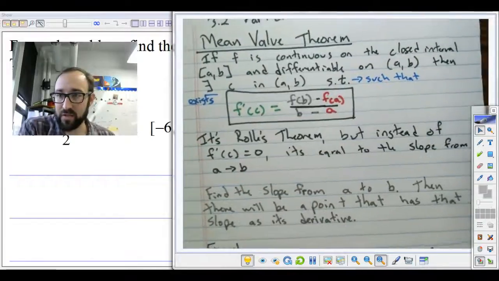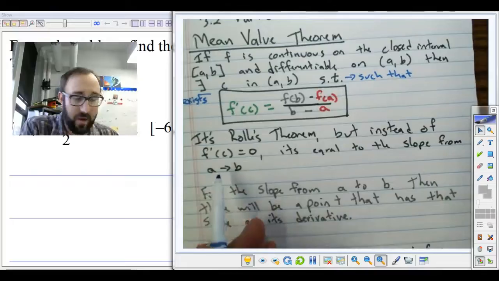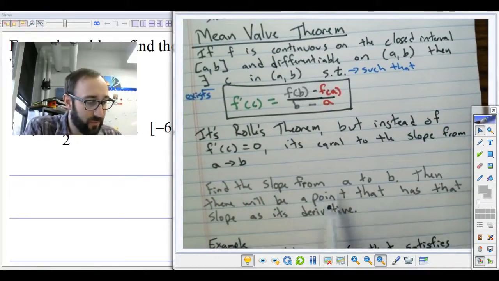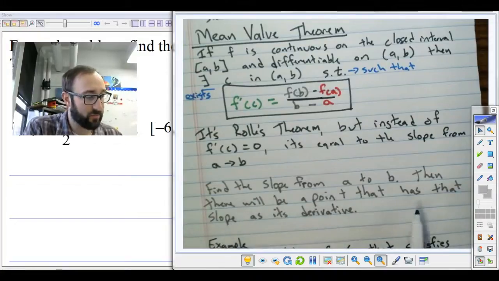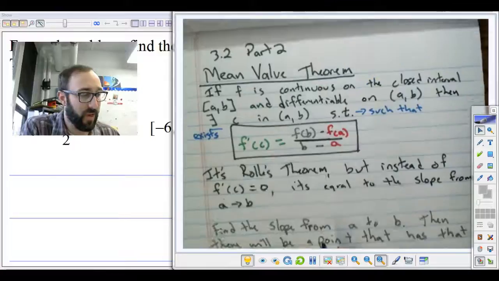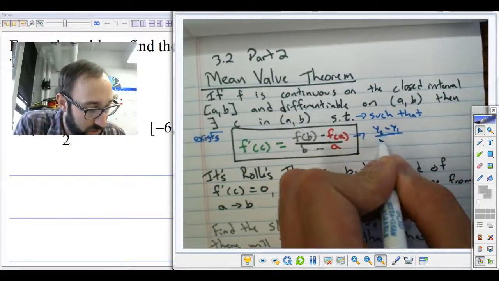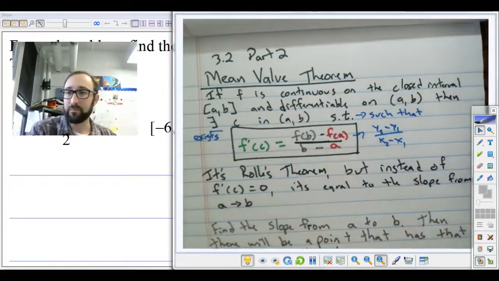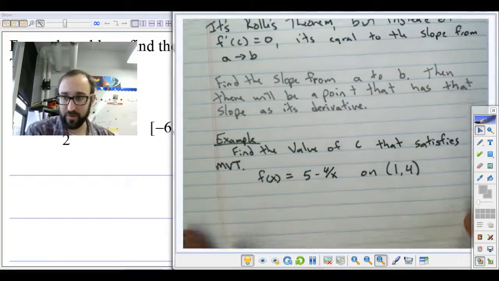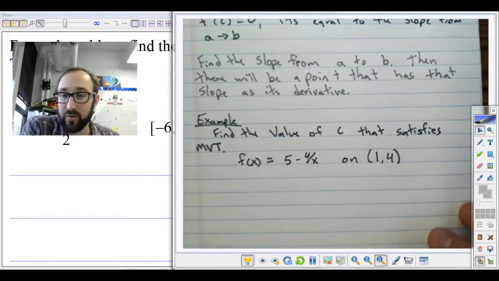Basically, it's Rolle's theorem, but instead of having it equal 0, it's equal to the slope from a to b. That's all. So what you're going to do is find the slope from a to b. Then there's going to be a point somewhere in the middle that has that exact slope as a derivative. And if you look at this, it's really just y2 minus y1 over x2 minus x1. All it is is the slope. That's it. So let's go through this example and then be done, because this is it. If you can do Rolle's theorem, you can do the mean value theorem.